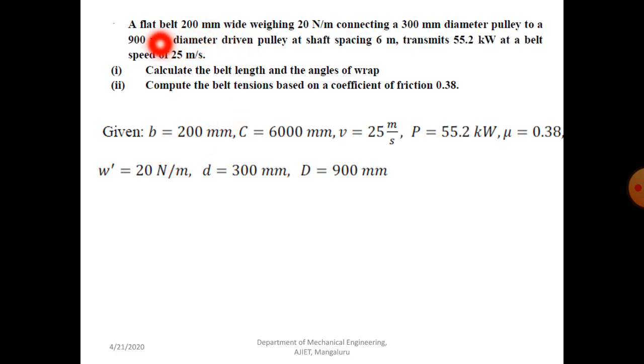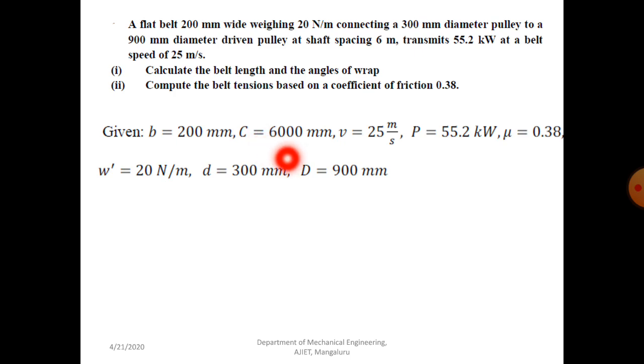So it is given here a flat belt. Again they have not mentioned which type of flat belt. So we have two options, one is open belt, another one is cross belt. If it is not given, always select open belt. 20 meter wide, so wide in the sense width of the belt is 200 millimeter.